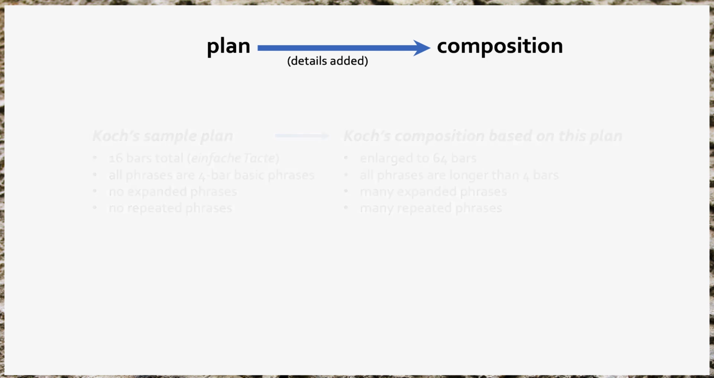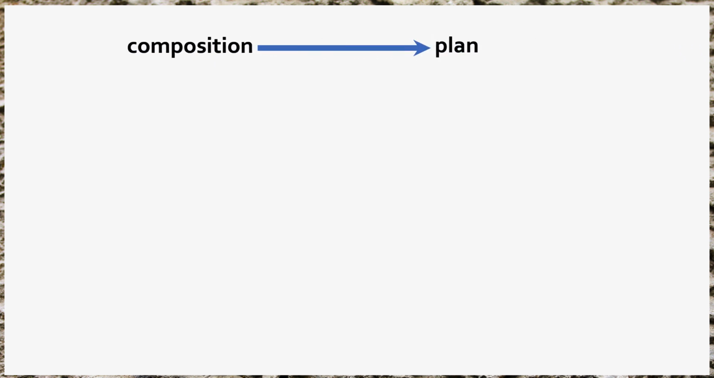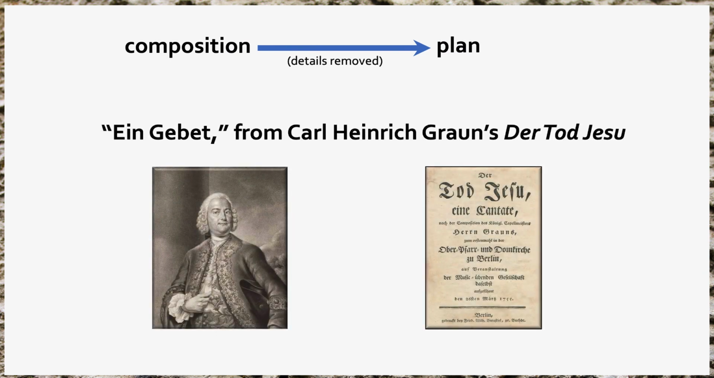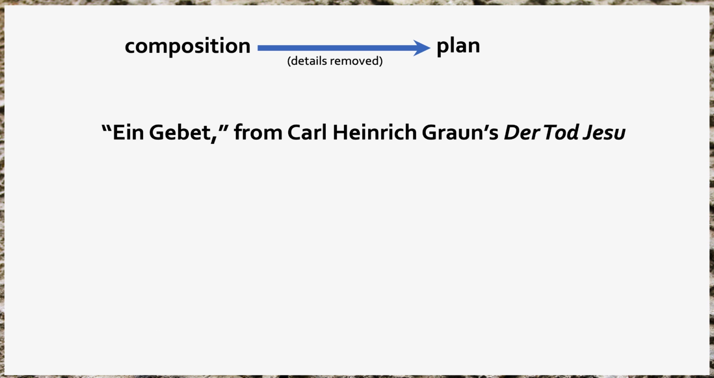Elsewhere in his treatise, Koch tried to reverse this process. That is, he showed how a pre-existing work could be understood as based on an abstract plan, and for this purpose, he analyzed an aria excerpt from Carl Heinrich Graun's Tod Jesu. Koch explained that he chose this aria not only because it's well known, but also because he felt that its underlying plan is obvious and thus easy to discover. As we'll see, however, though the plan he proposed is well wrought, it's not quite as obvious as he suggests.